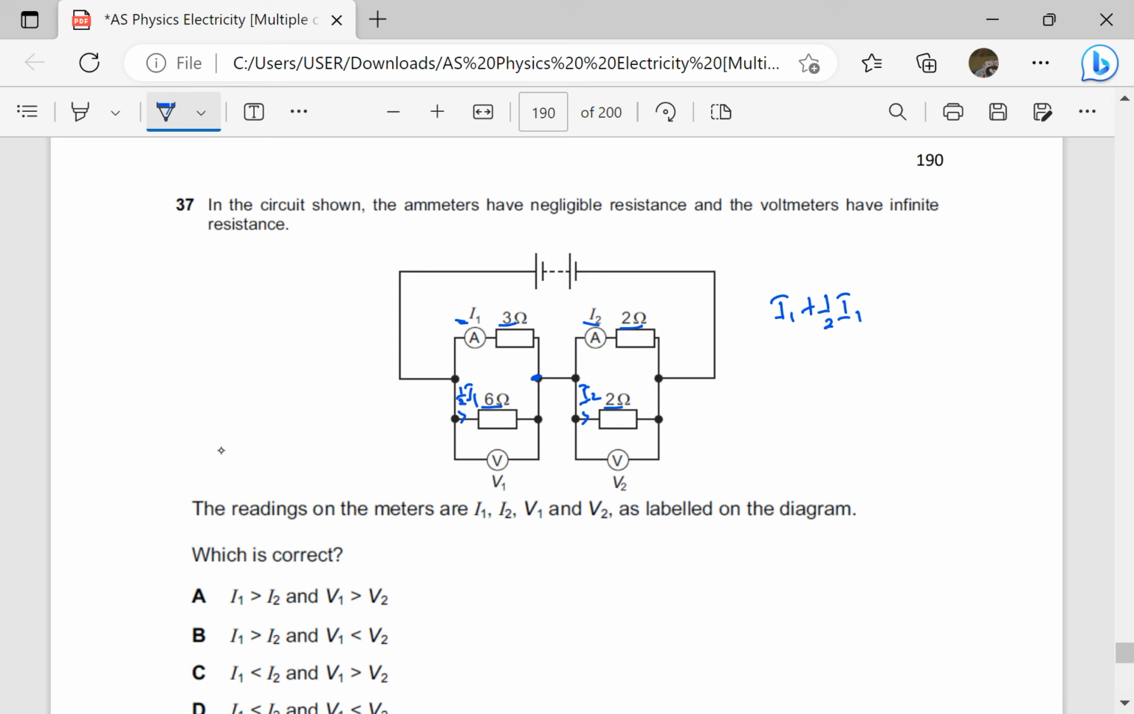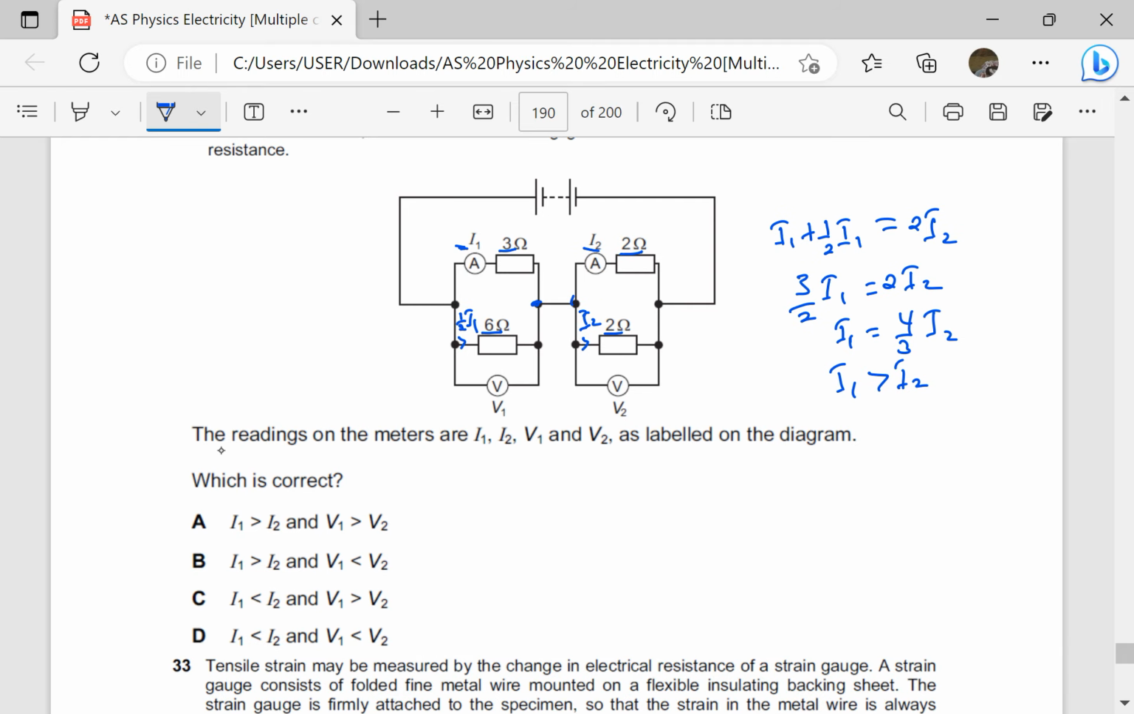Then this will be the one giving us I2 and I2 down. So this should be equal to twice I2, or it is I2 plus I2. So this gives us 3 over 2 I1 is equal to 2 I2, which means I1 is 4 over 3 I2. So it means I1 is greater than I2. I1 should be greater than I2, so C and D are wrong.